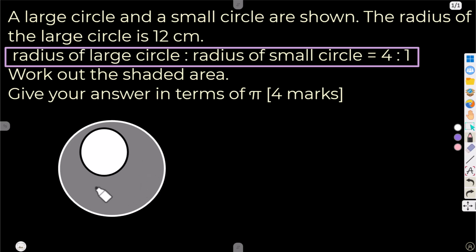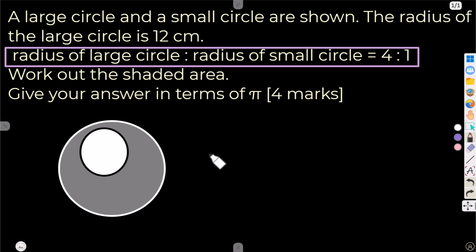Work out the area of the shaded area. That is the area of this gray part. Give your answer in terms of pi. If you look at this question, it's a 4-mark question, and I really want you to be able to do this so that you can get all 4 marks. Good. So we're going to look at this question and see how we could tackle it.